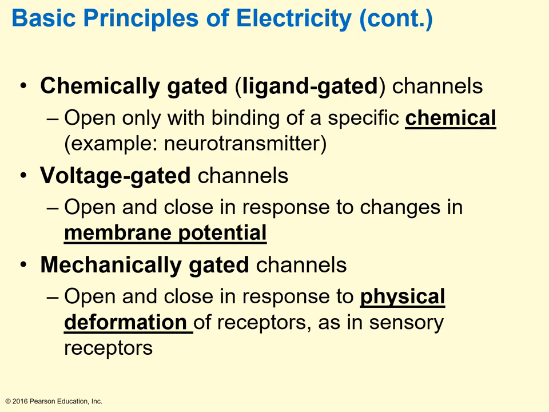So the chemically gated, as I just said, it's a specific chemical, and usually here what we're talking about are your neurotransmitters such as acetylcholine. The voltage gated responds to a change in the membrane potential or the charge. And the mechanically gated is going to be a physical change in the shape of the receptor.